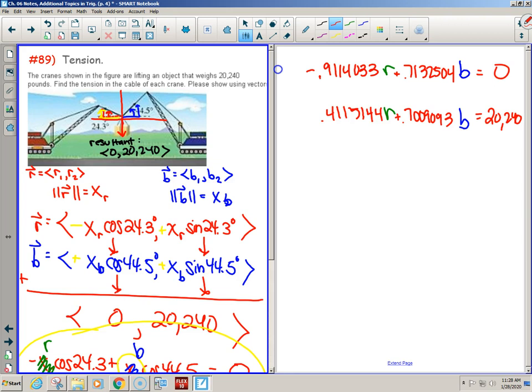And then Emily's question yesterday was, why am I not setting equal to a negative 20,240? Because the crate is pulling down. But we're not actually solving for the crate. We're solving for what the cables are doing together as they pull to offset the crate. And that is pulling up.